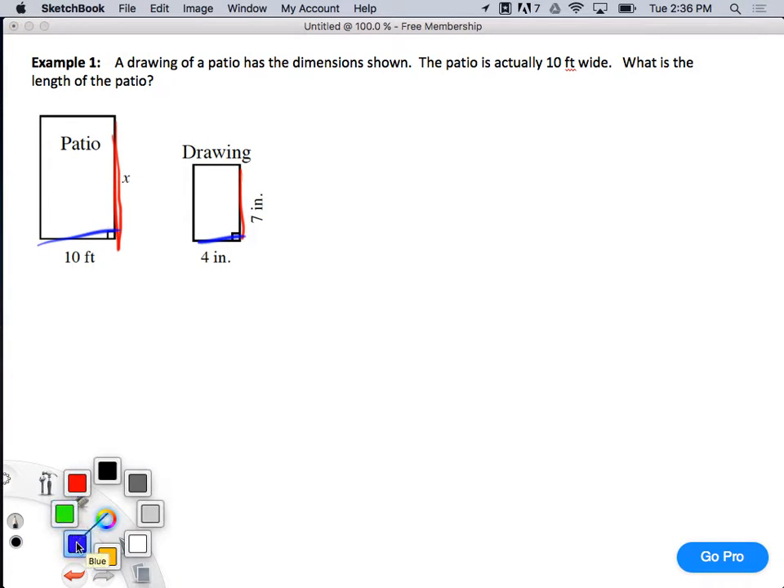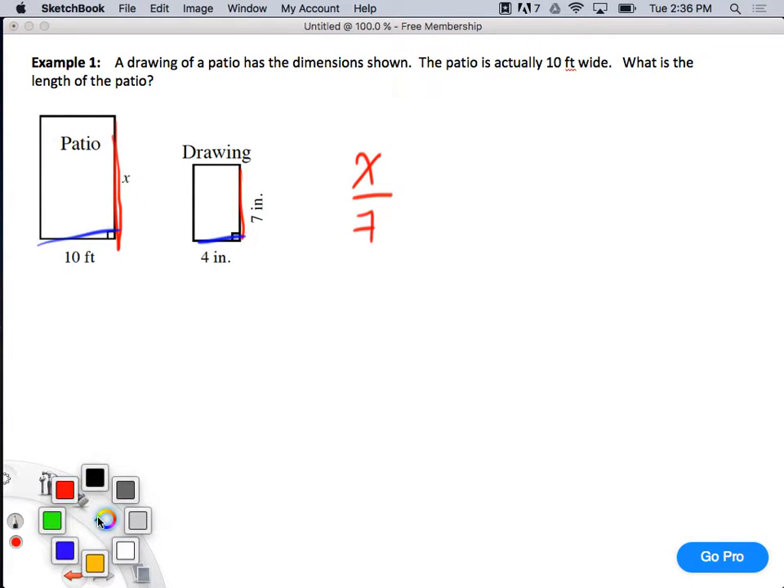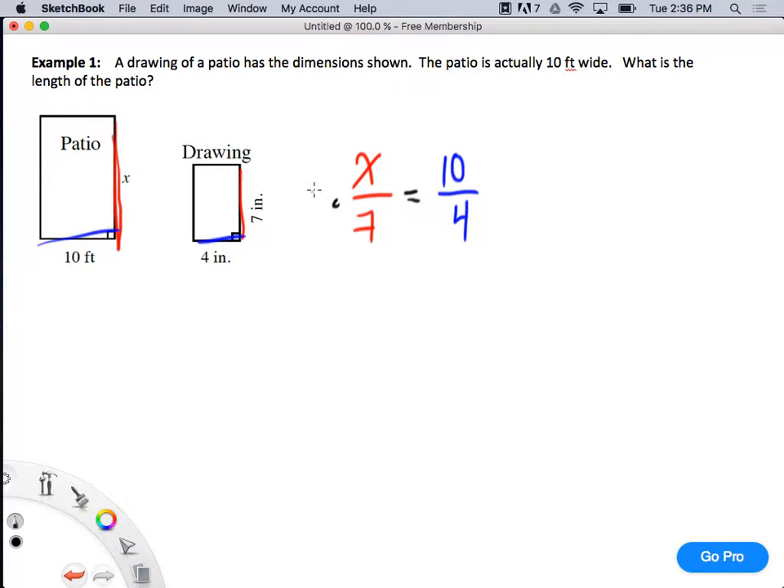What am I looking for? I'm looking for x. So x over 7 inches equals the blue, which is 10 feet over 4. Do you always put the long side on top? No, not always. I always put the variable on top because it makes my algebra easier. Then I don't have to cross multiply, I just multiply. So x over 7 equals 10 over 4, and then I just multiply both sides by 7.